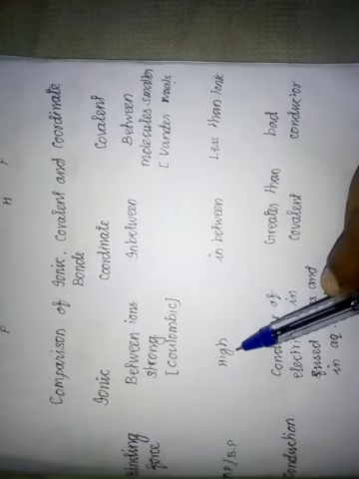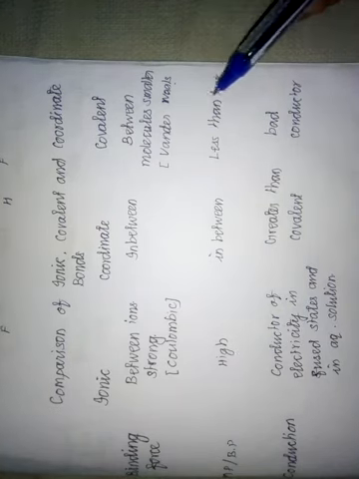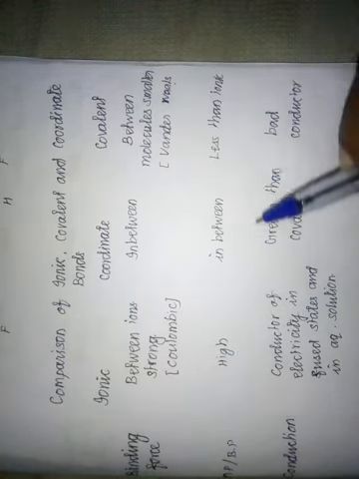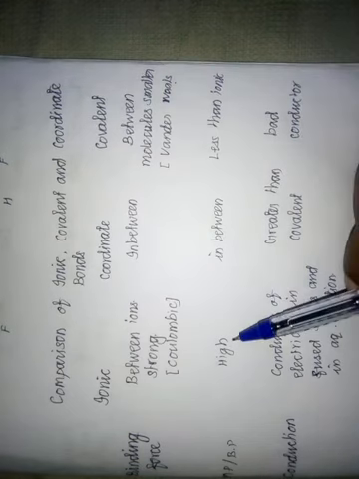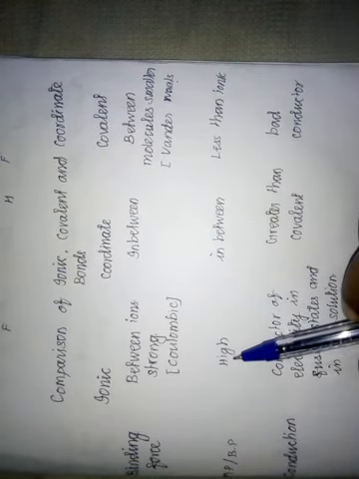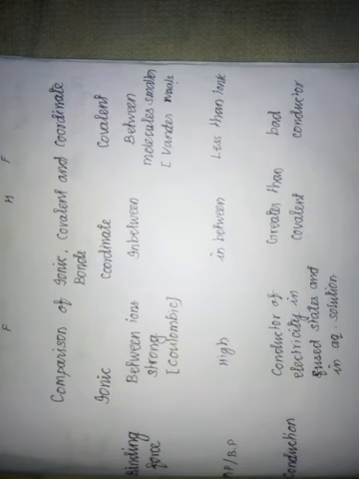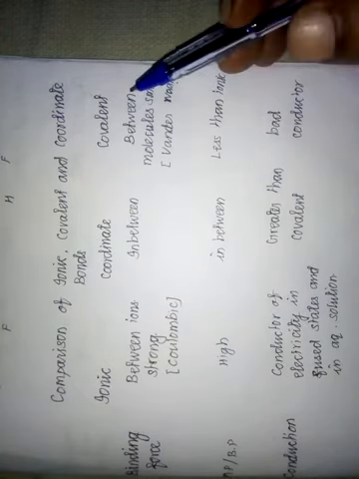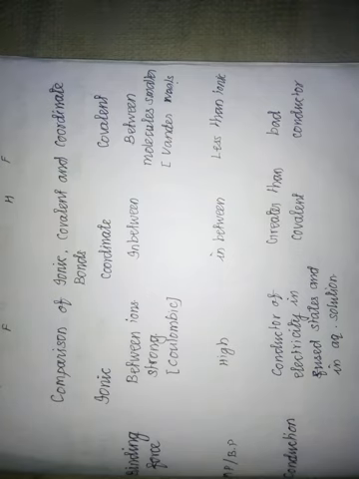Melting and boiling points. Ionic bonds have high melting points. Covalent bonds have lower melting points than ionic. The coordinate bond is in between the ionic bond and the covalent bond, but the covalent bond is less than ionic.